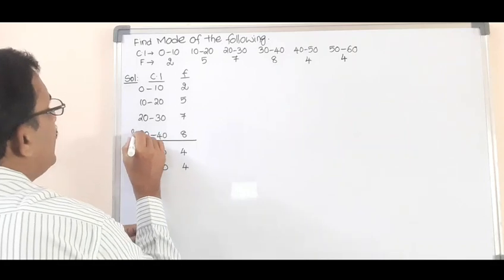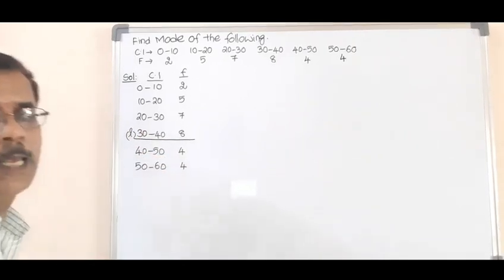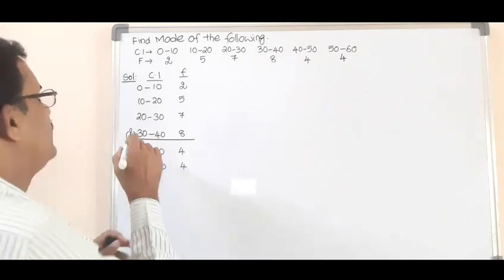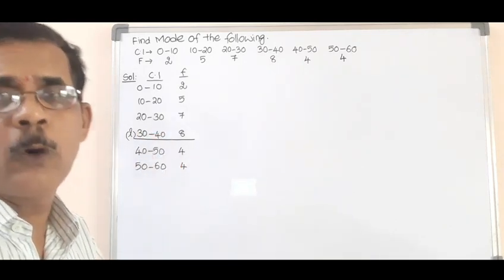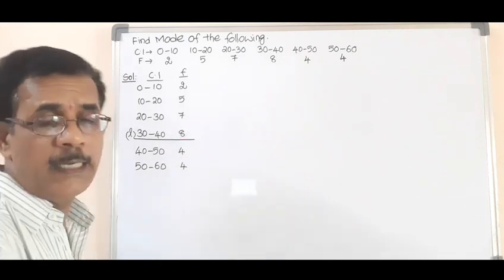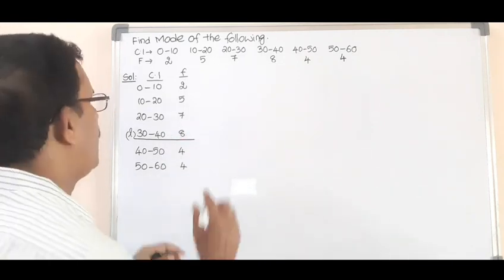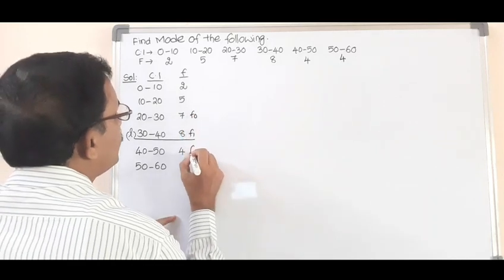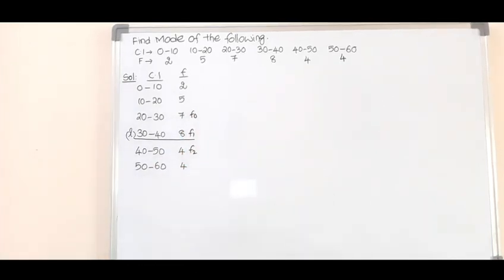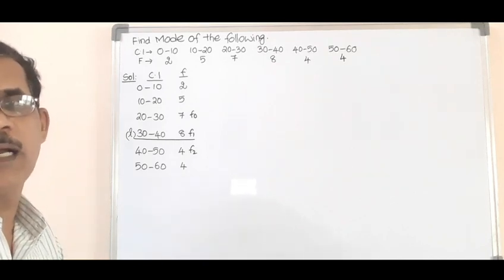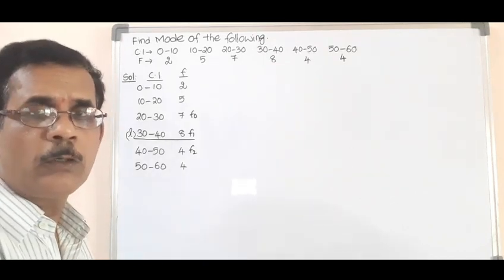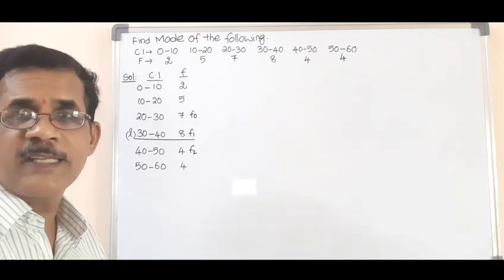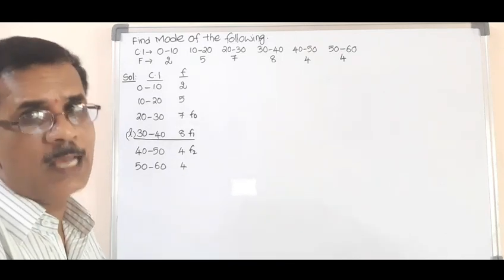So 30 is the lower limit of the modal class. 30 to 40 is the modal class. 8 is the frequency of the modal class. So this is F0, F1, F2. F1 is the frequency of the modal class, F0 is the frequency preceding the modal class, and F2 is the frequency succeeding the modal class.